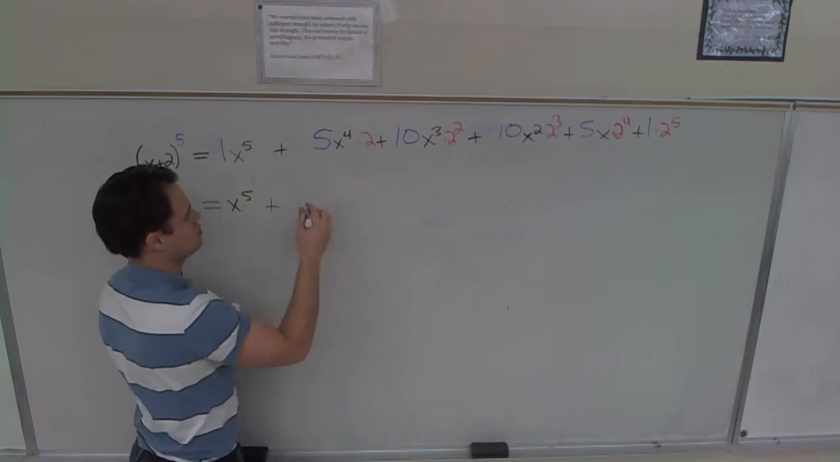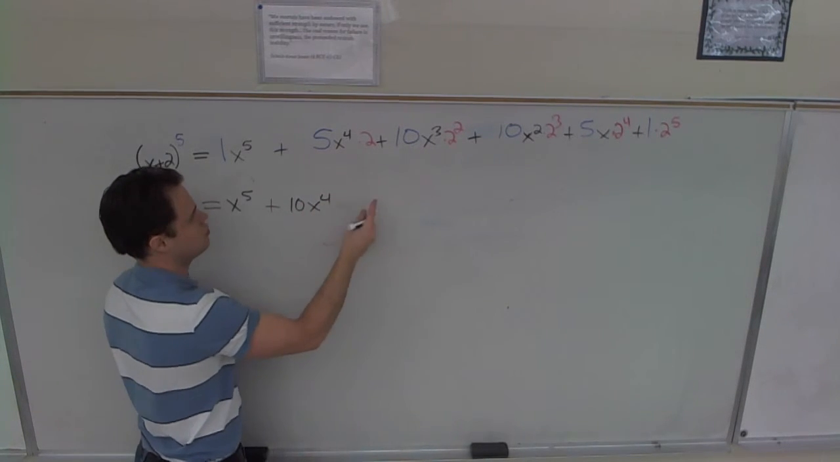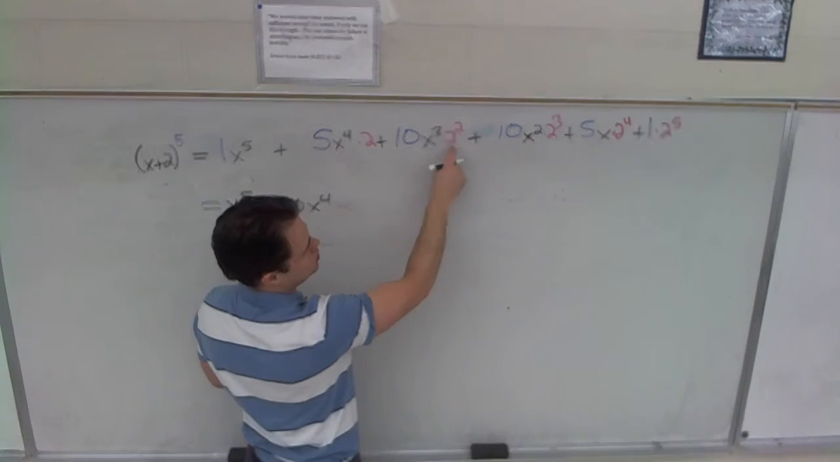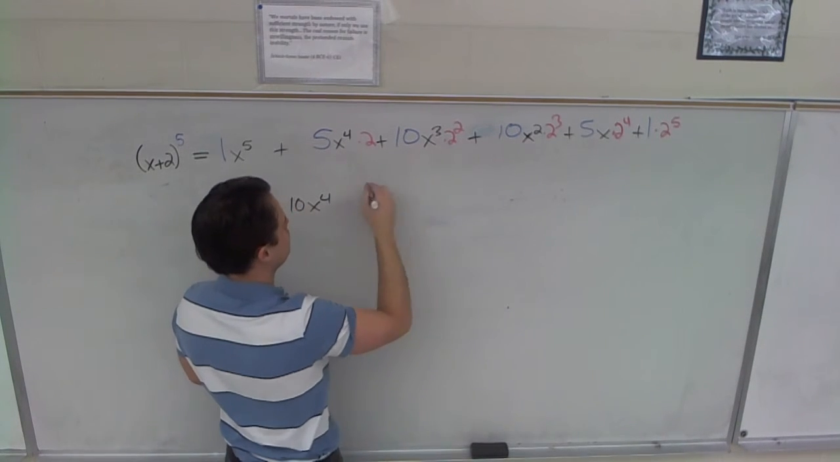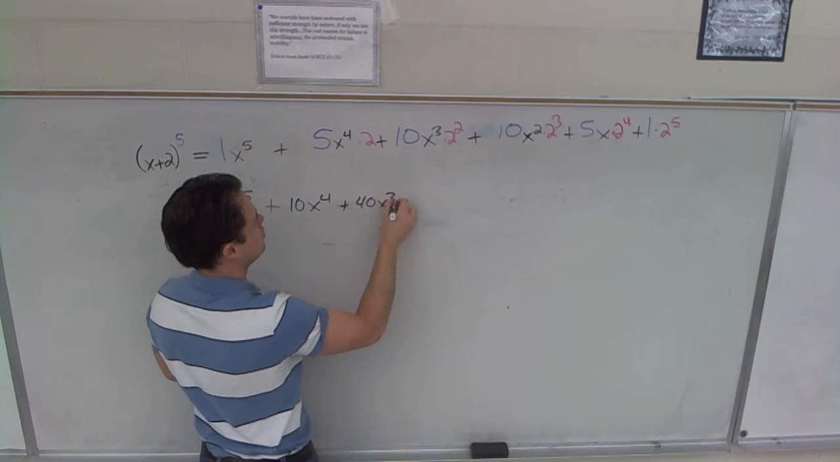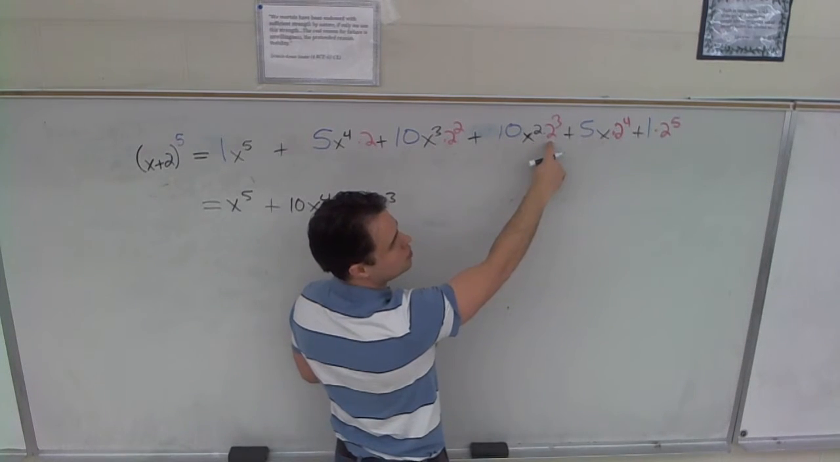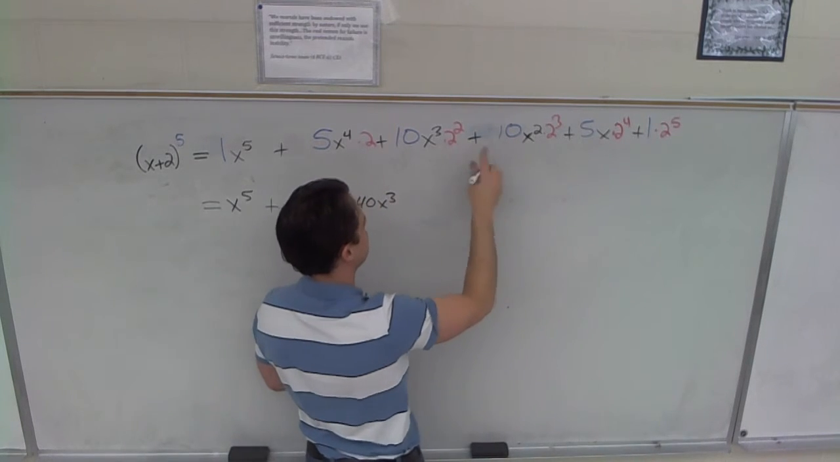What's 5 times 2? 10. So 10x to the 4th. What's 10 times 4? Because that's 4, isn't it? 40. Here we've got 2 cubed. 2 times 2 is 4, times 2 is 8, 8 times 10. 80.